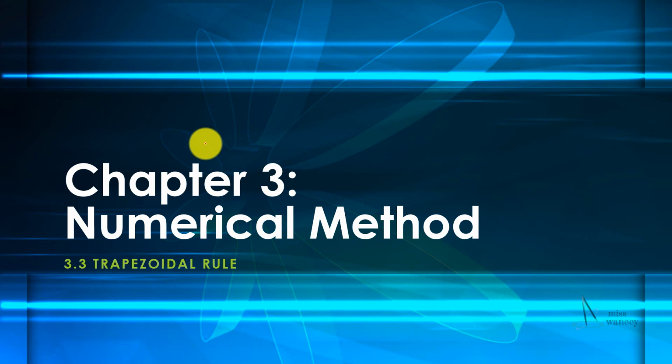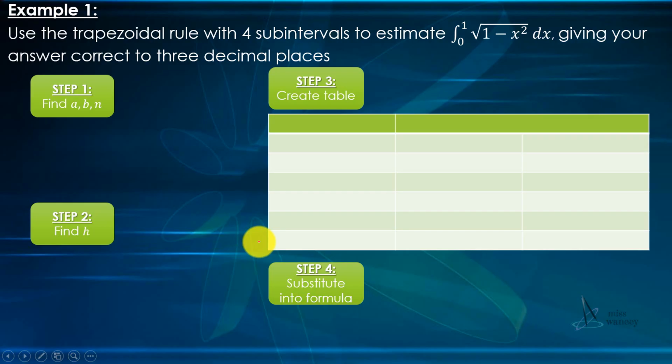Okay, so chapter 3, numerical method 3.3 trapezoidal rule. For example, use the trapezoidal rule with 4 subintervals to estimate from 0 until 1 the square root of 1 minus x squared dx, giving your answer correct to 3 decimal places. For subintervals, it simply means that the value of n must be equal to 4. So the first step, find out a, b, and n.